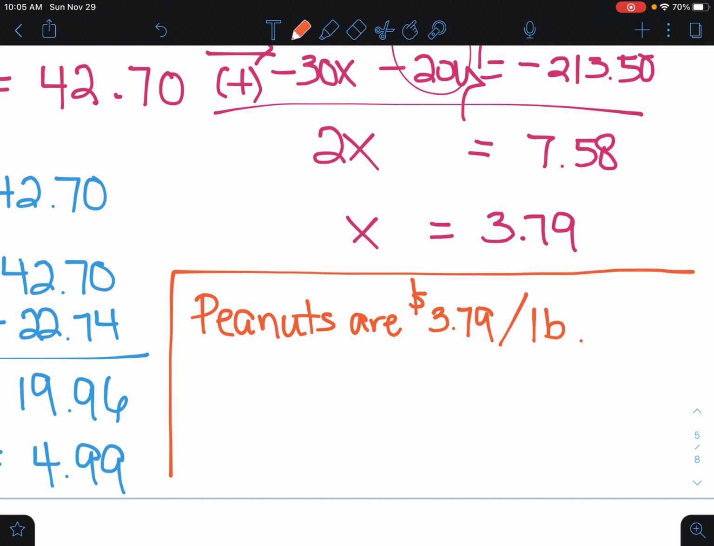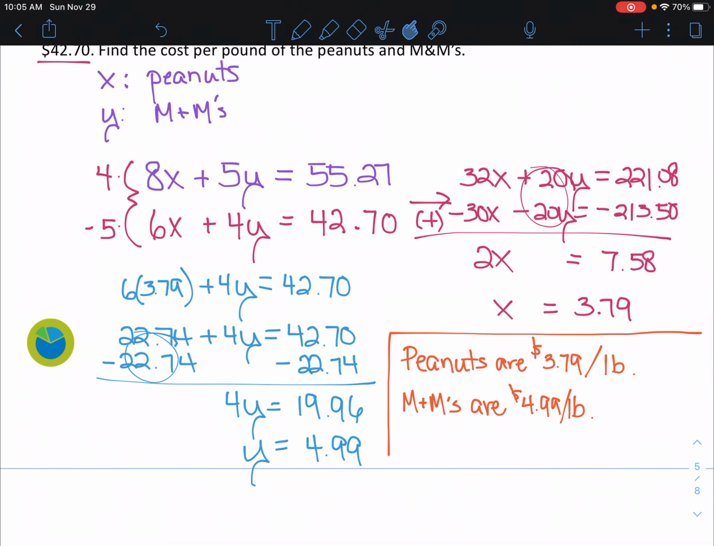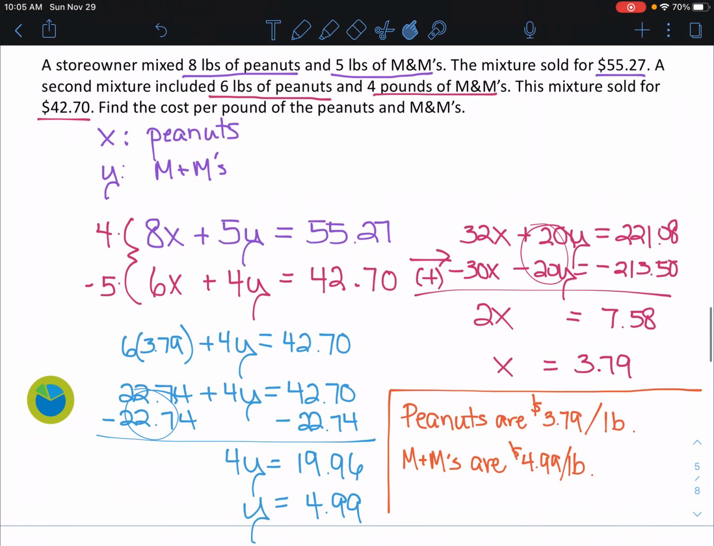Okay, and then M&Ms are $4.99 per pound. Oops, per pound. There we go. So this is my answer. And again, notice not an ordered pair now. You want to write it out in words. Make sure you do that for these kinds of word problems and systems.